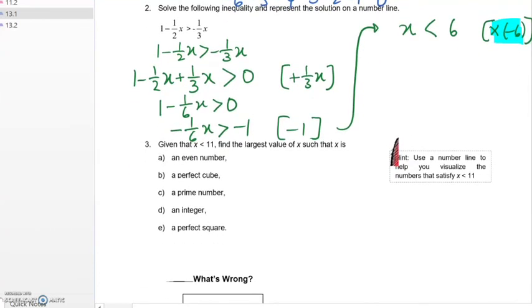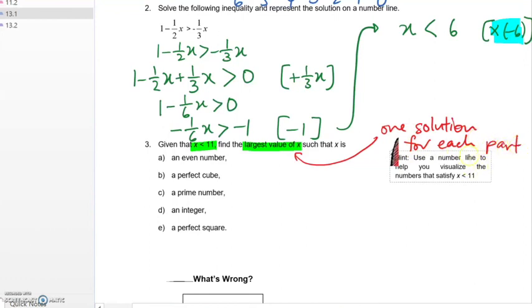Okay, let's look at question 3. Slightly different from what we've been used to, but no difference as long as you understand the concept of inequality. So given that x is less than 11, find the largest values of x. They need to specify largest value because otherwise you can have more than one possible answer. Remember that x less than 11 is a range of answers. So the largest value makes sure that we are only giving one answer. So let's just take this down. One solution for each part, such that x is so on and so forth.